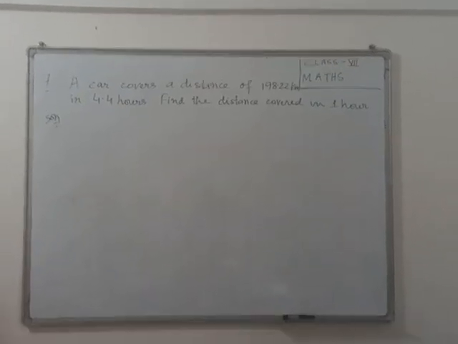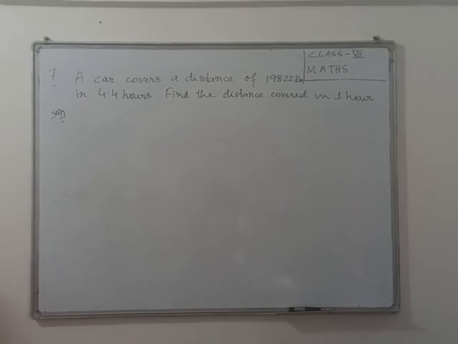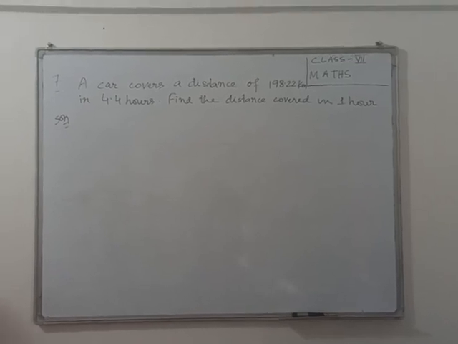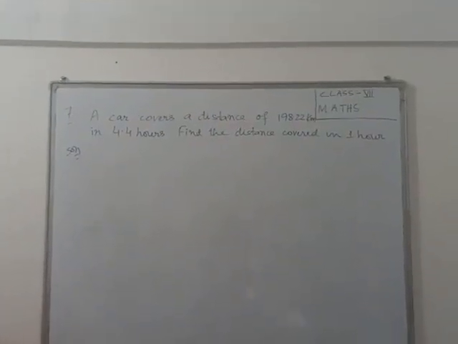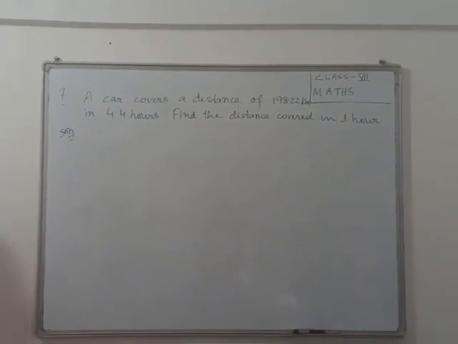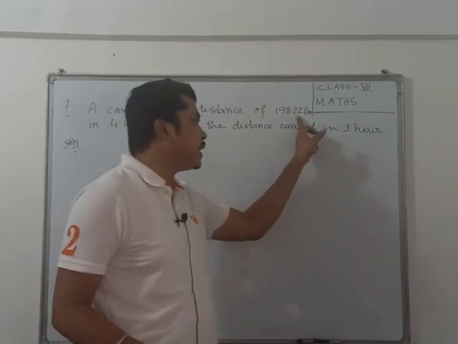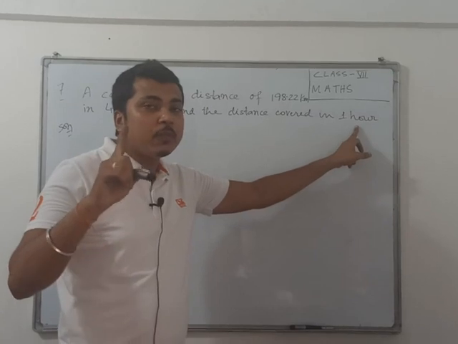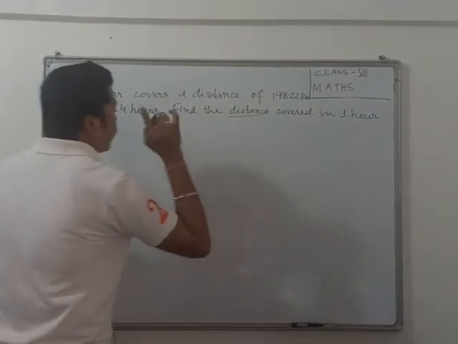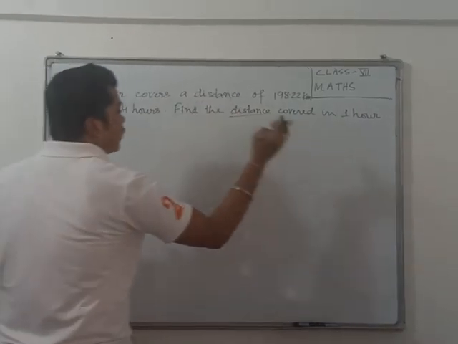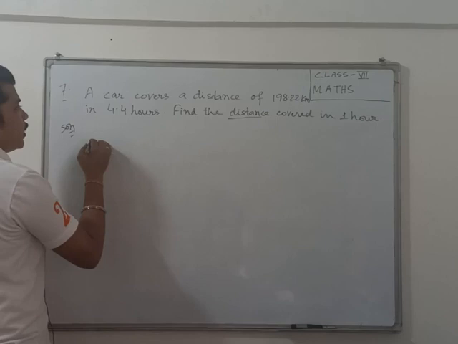7. The question is, a car covers a distance of 198.22 km in 4.4 hours. That means in 4.4 hours, the car has covered 198 km. You have to find the distance covered in 1 hour. That means in 4 hours, the car has covered this much distance. So in 1 hour, you have to find the value. That means you have to find what? You have to find distance. So whatever thing you are going to find, you have to keep it on your right hand side. So how will you start the writing?